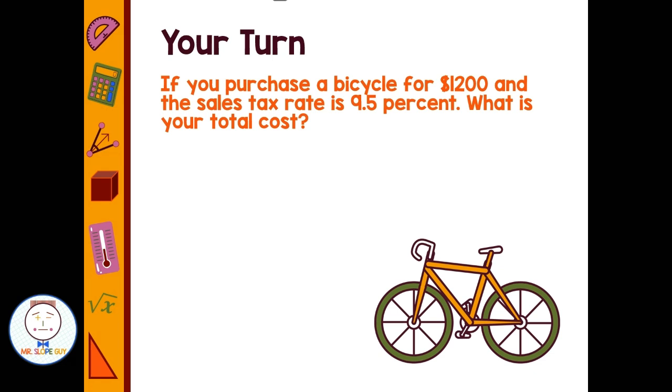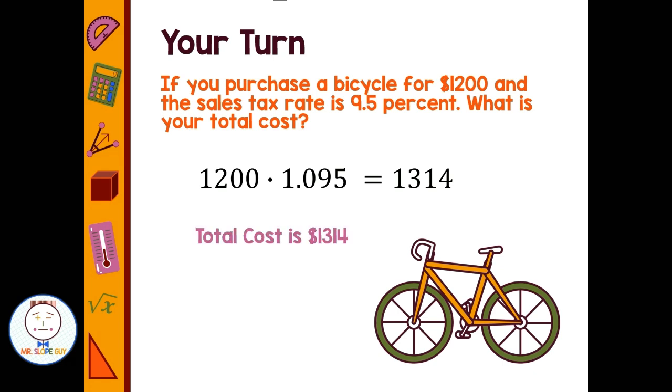All right, welcome back. So we have the $1,200, and we're going to multiply that. 9.5% as a decimal is 0.095, and I'm going to use the 1 in front of it, so I can do it in one step to include the price of the bike plus the 9.5% sales tax. And I get $1,314 as my total cost.